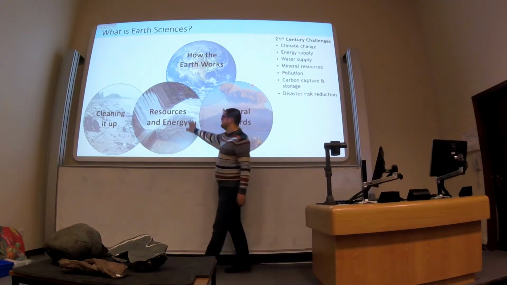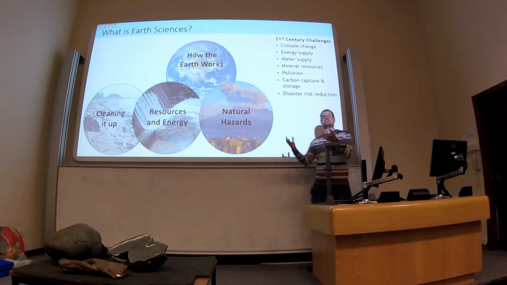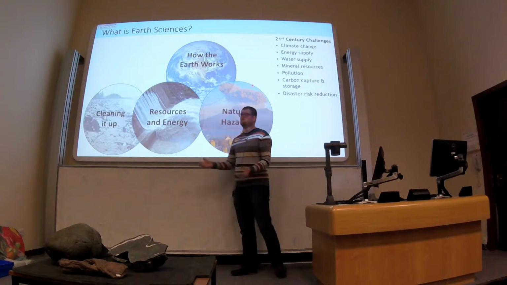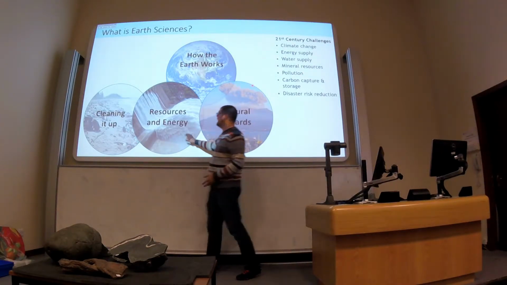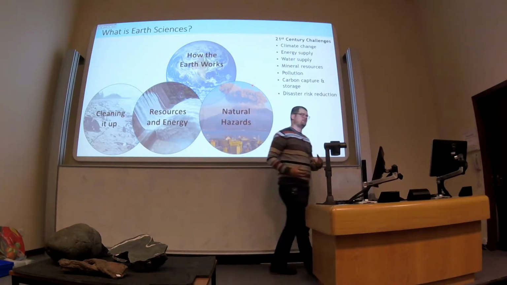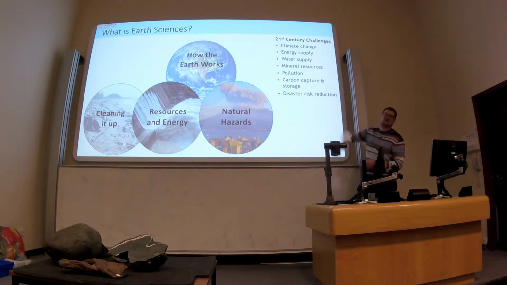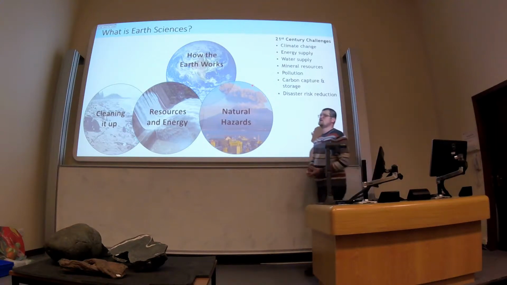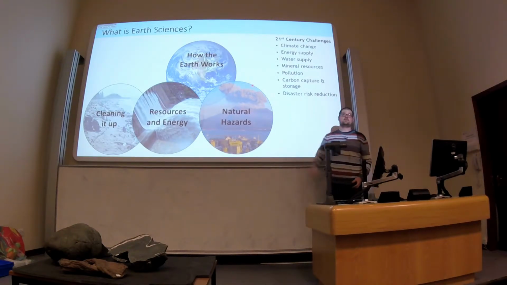And then there's the third, which is resources and energy. So basically getting stuff out of the ground for humans to exist as an advanced civilization. That's the stuff we need, but we also tend to make a mess of it when we do this resources and energy, so a certain aspect of earth sciences is really cleaning that mess up. So these are our challenges over the next century, and earth scientists, geologists, environmental geoscientists, physical geographers are really key to solving some of these problems.